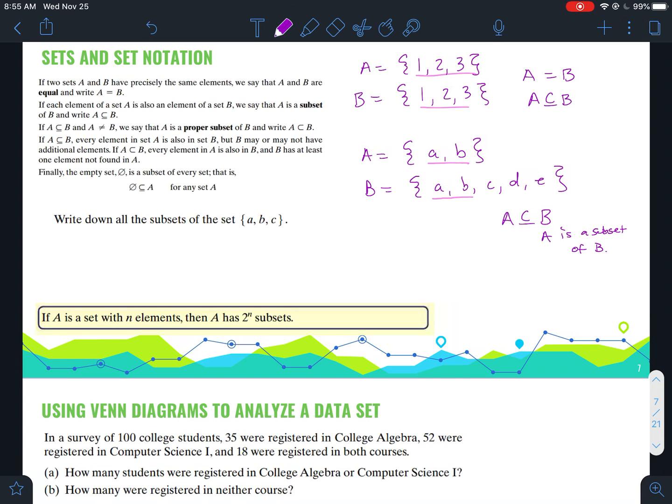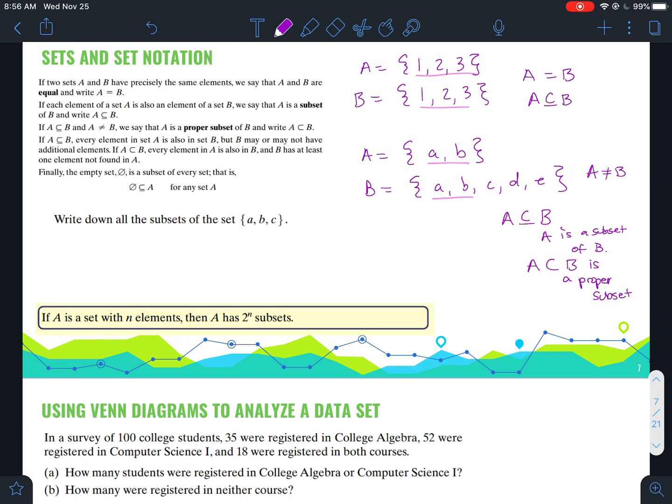A proper subset is when all of the elements are in the other set, but it's not the set itself. And so if you want to do a proper subset, you would just do the C without the bar underneath. So it's kind of like greater than or equal to versus just greater than. With the elongated C without the bar, that means it's a proper subset, meaning all of the elements of A are in B, but A is not equal to B. And then we can call it a proper subset.